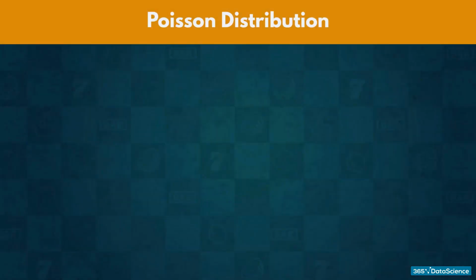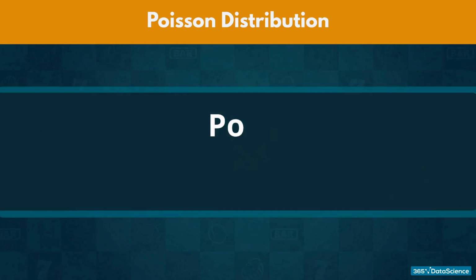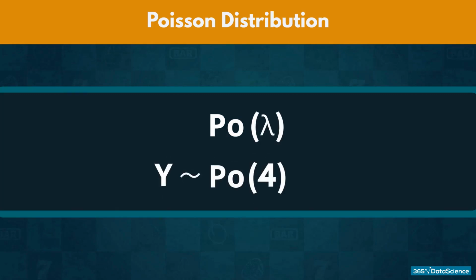Hello again. In this lecture, we are going to discuss the Poisson distribution and its main characteristics. For starters, we denote a Poisson distribution with the letters PO and a single value parameter, lambda. We read the statement below as, variable y follows a Poisson distribution with lambda equal to 4.